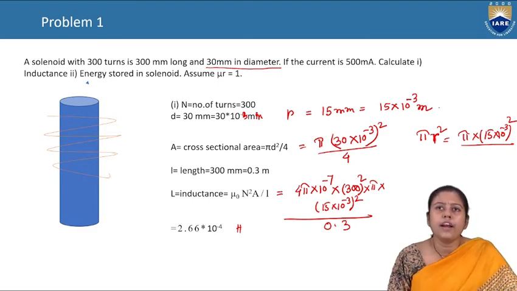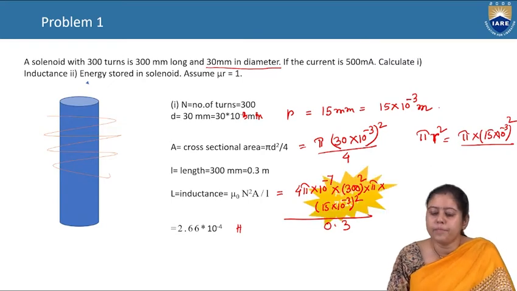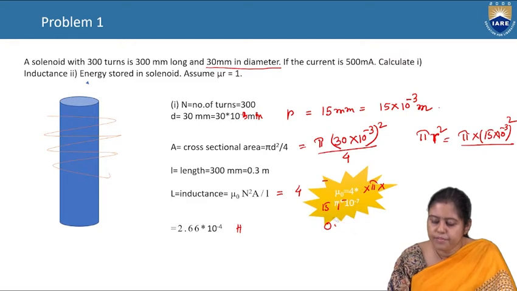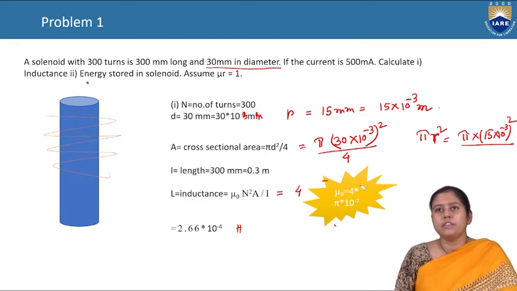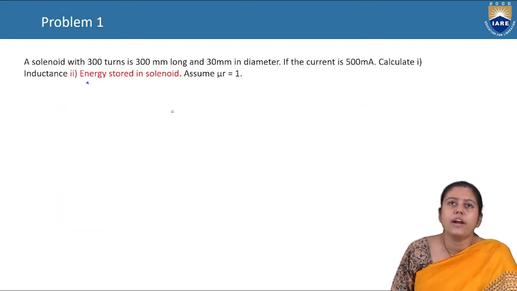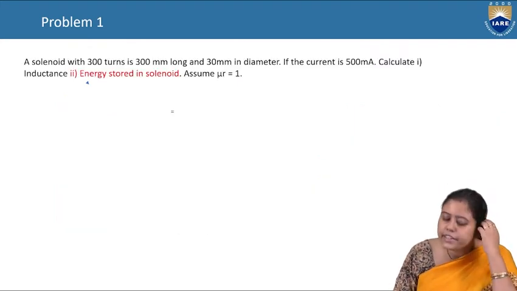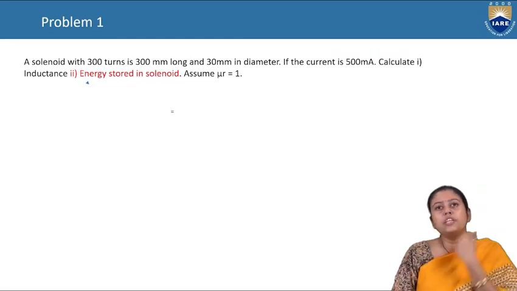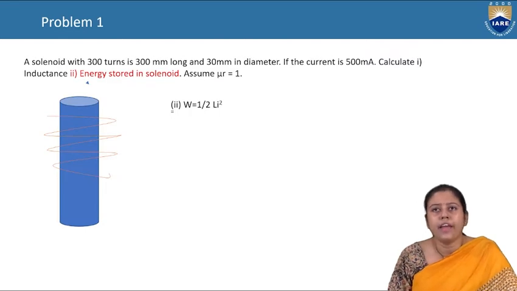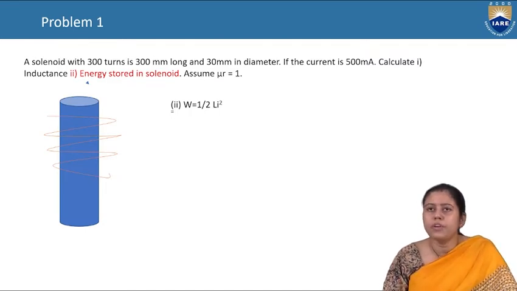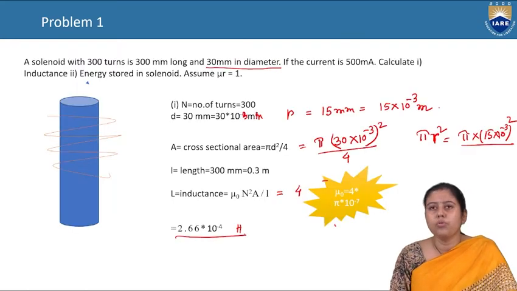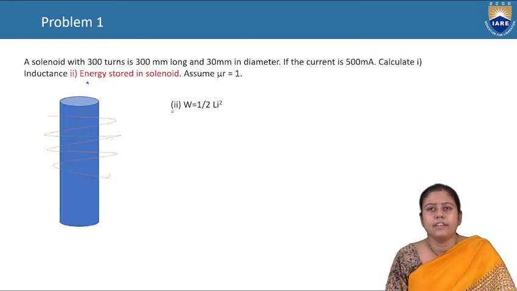Now, going to the second part, what is the second part? We have written in red, energy stored in the solenoid. So what is the formula? Half Li square. We have already calculated the L value, so we will put the value directly.